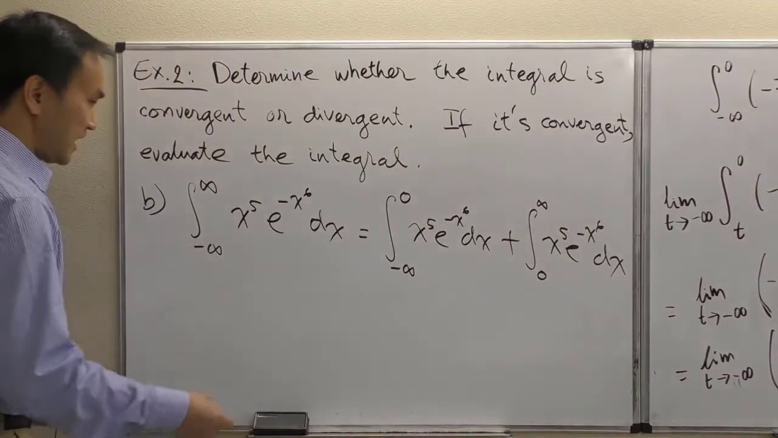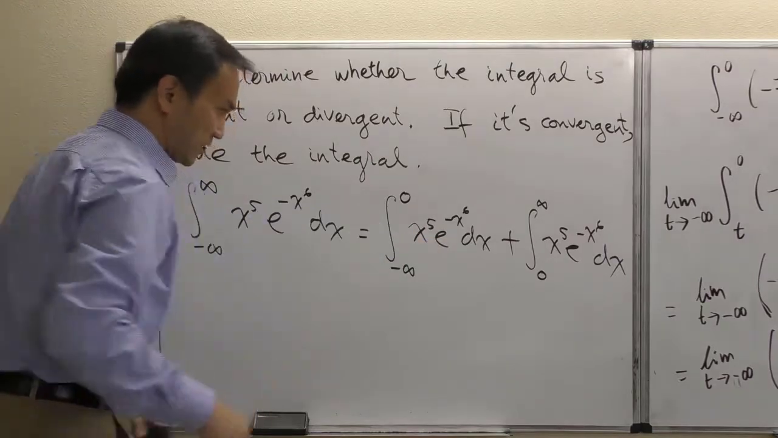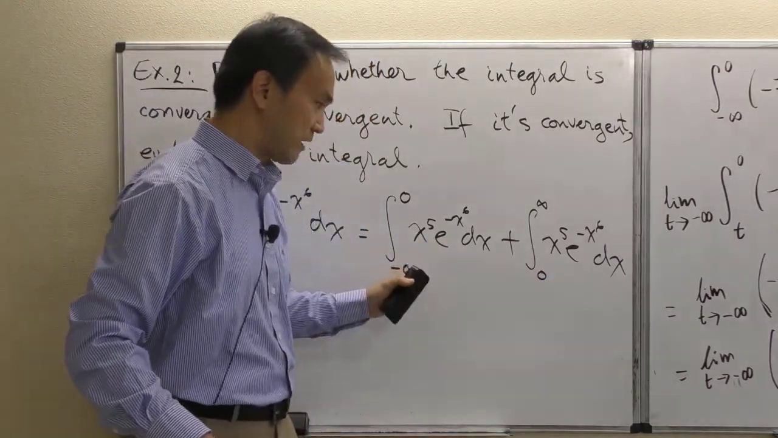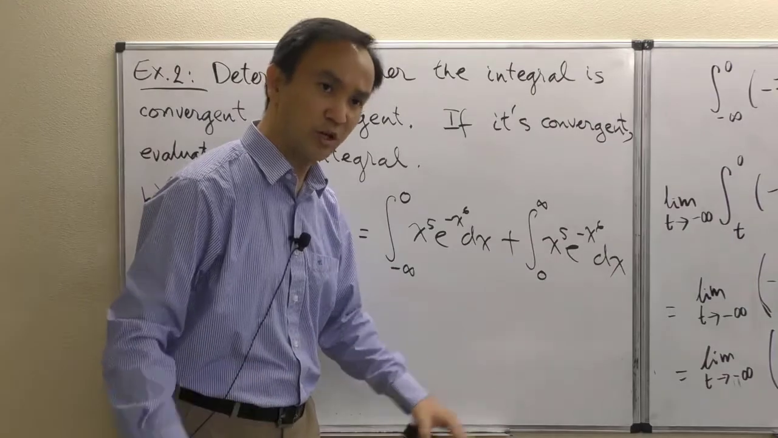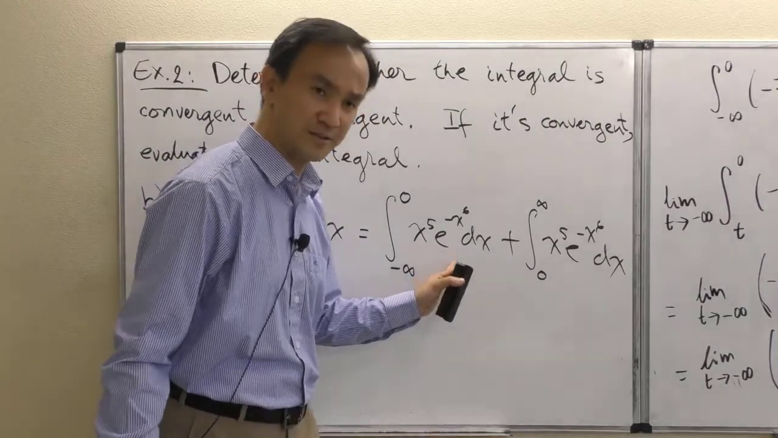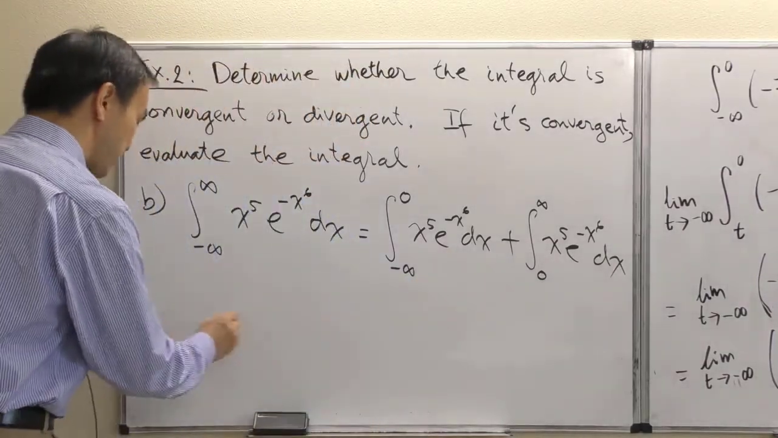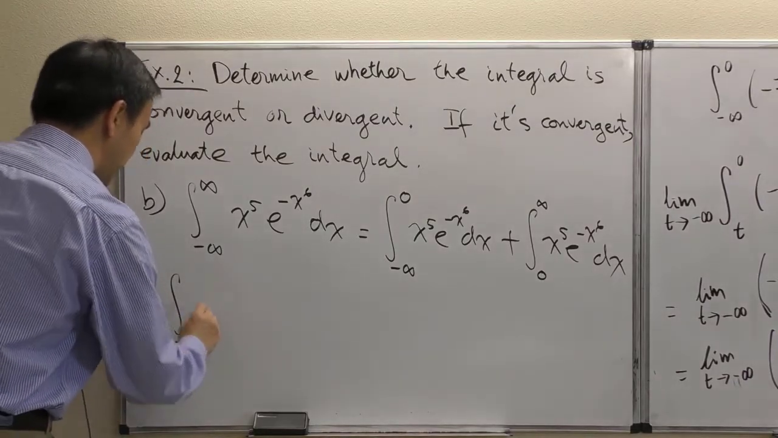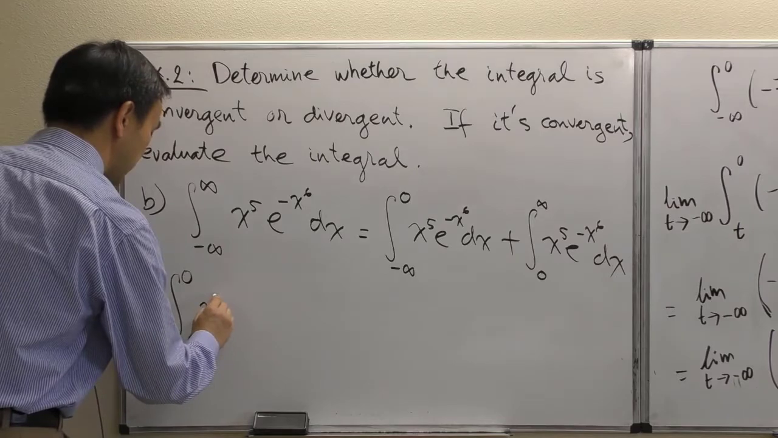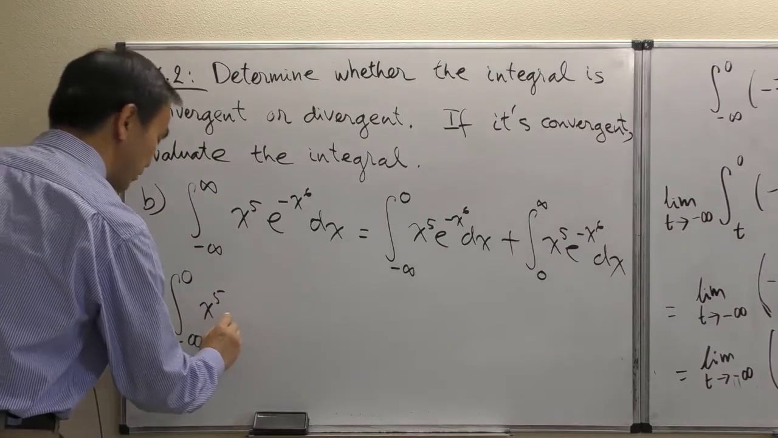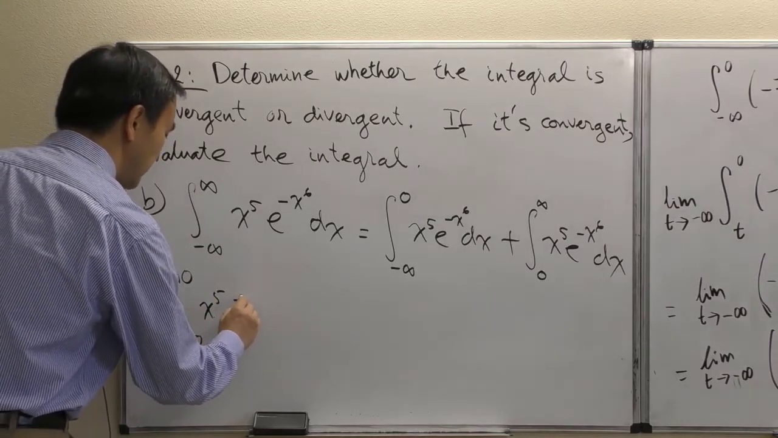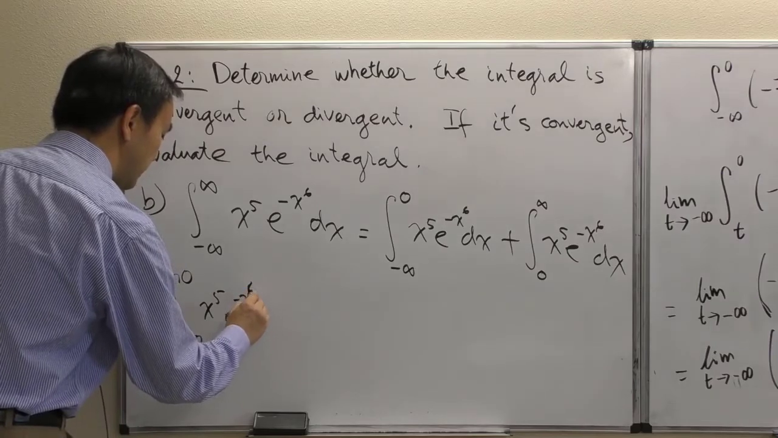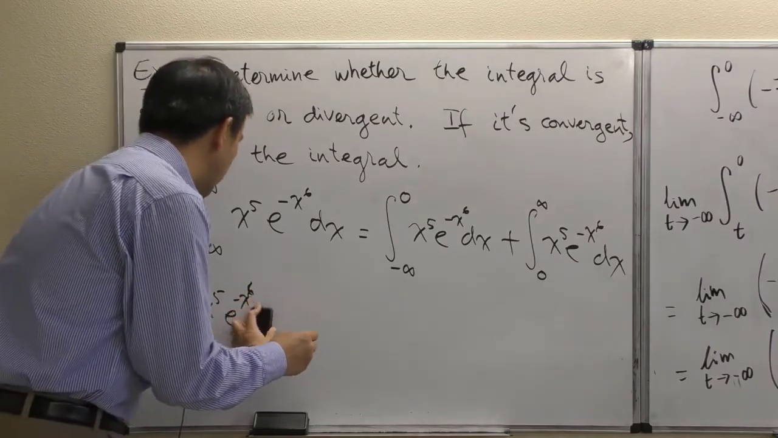So again, let's start out with one of them first. Picking this one or the other one is pretty much your choice. I choose this one first. Allow me to go with the integral from minus infinity to 0 of x to the fifth e to the minus x to the sixth dx, and consider this one separately.